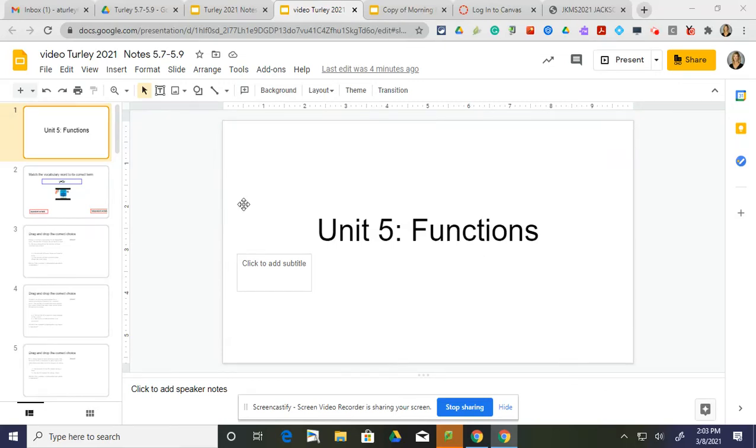Okay, guys, so today we are going to start some digital notes over functions. And function is just a fancy word for a relationship between your input and your output. And I know you've talked about inputs and outputs in 5th grade. We're going to apply those now to our variables, and we'll get to that here in a second.